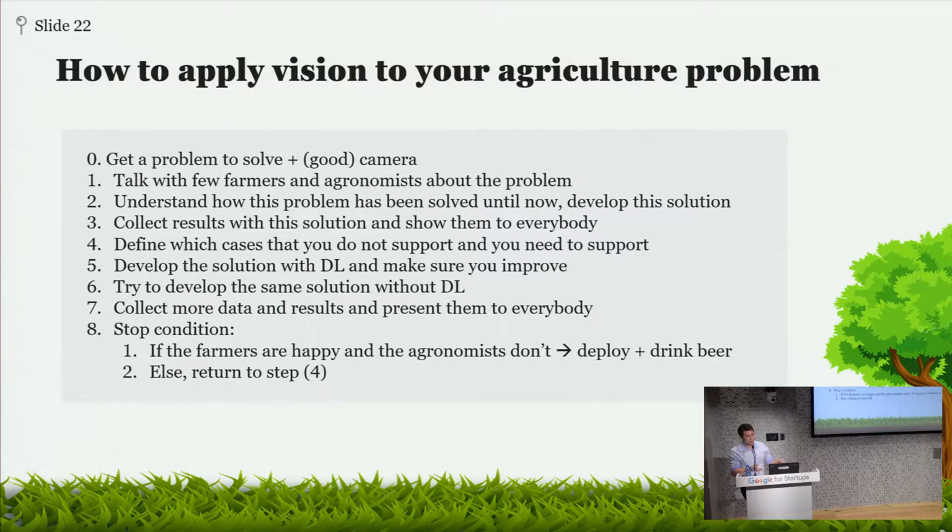Finally, after you do this, you collect more data, you can support more cases, and believe me, there are a lot of cases that you want to support in each kind of task. Finally, if the client is happy, you are happy, so deploy the solution and drink a beer. If the client is not happy, please repeat step 4. It's a while loop.